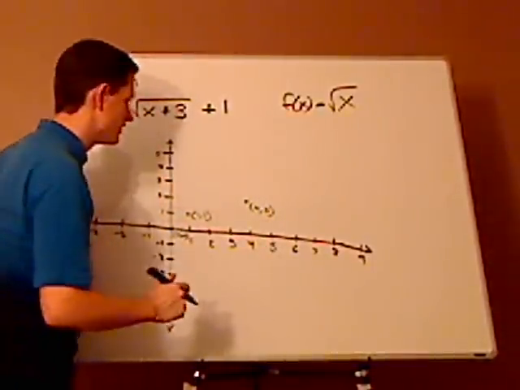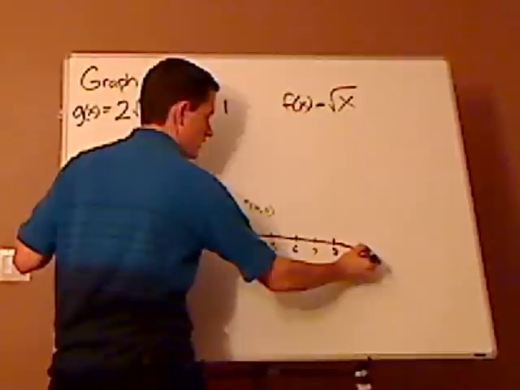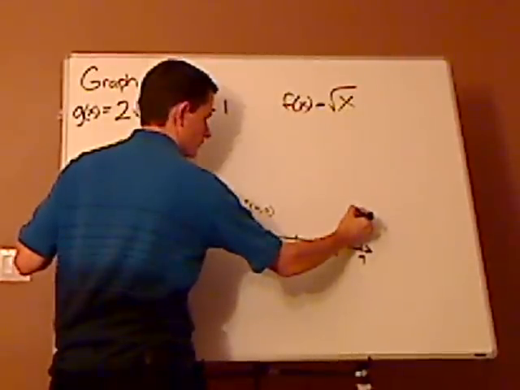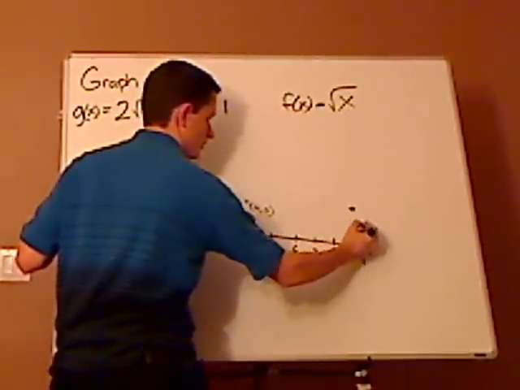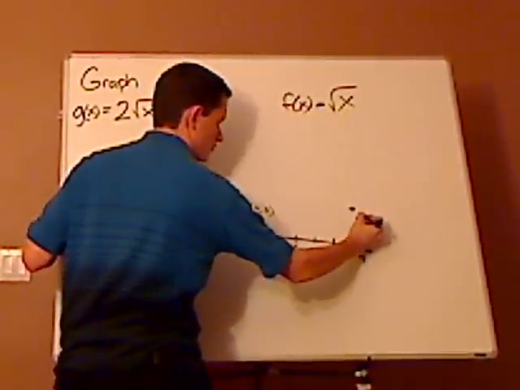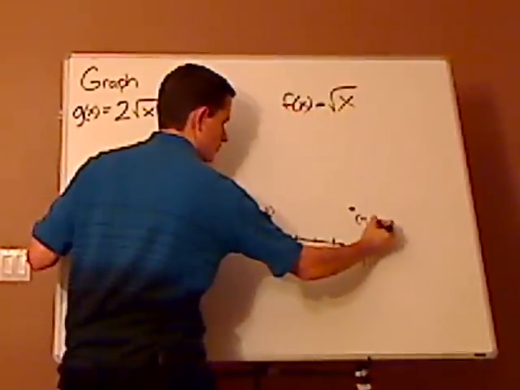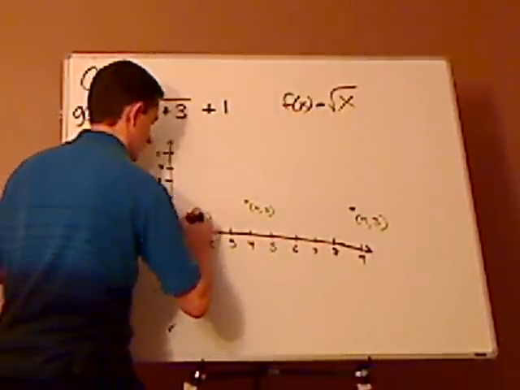And it's a little small, you might not be able to see it. And square root of 9 is 3. So 9, 3. And it goes like that.